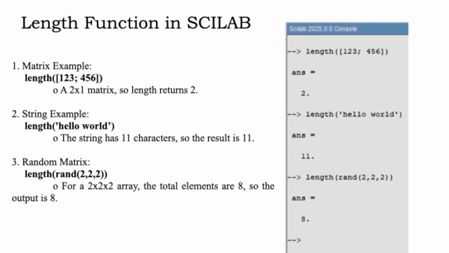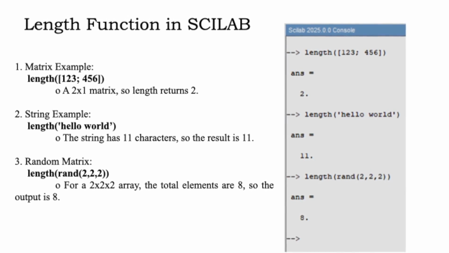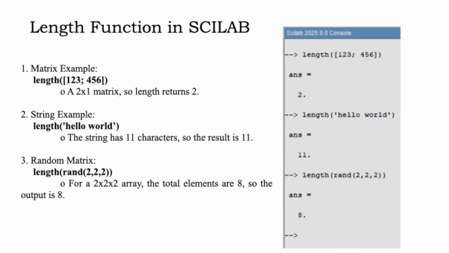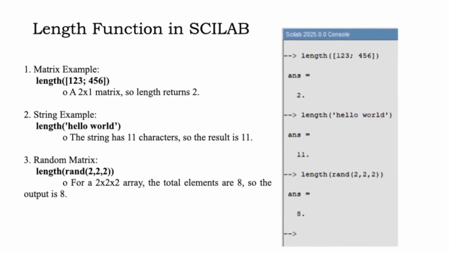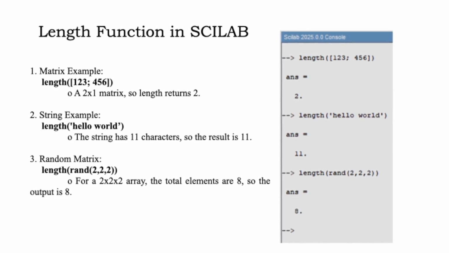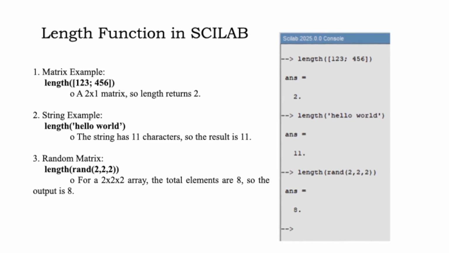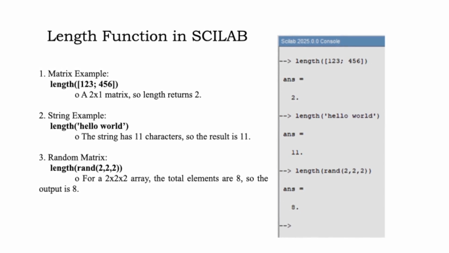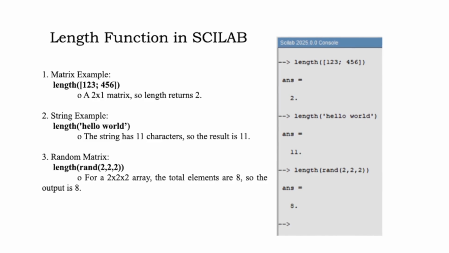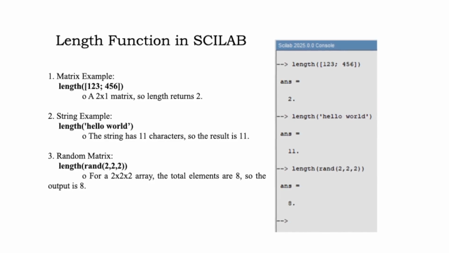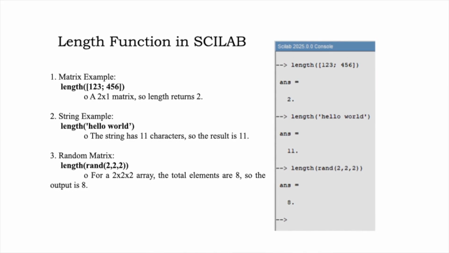One matrix example: the length of [1, 2; 3, 4; 5, 6] would be a 2 by 1 matrix, so the length returns 2. A string example: length of the string "hello world". This string has 11 characters, so the result is also 11. Random matrix: length of a random matrix of size 2, 2, 2. For a 2 by 2 by 2 array, the total elements are 8. So the output is 8.